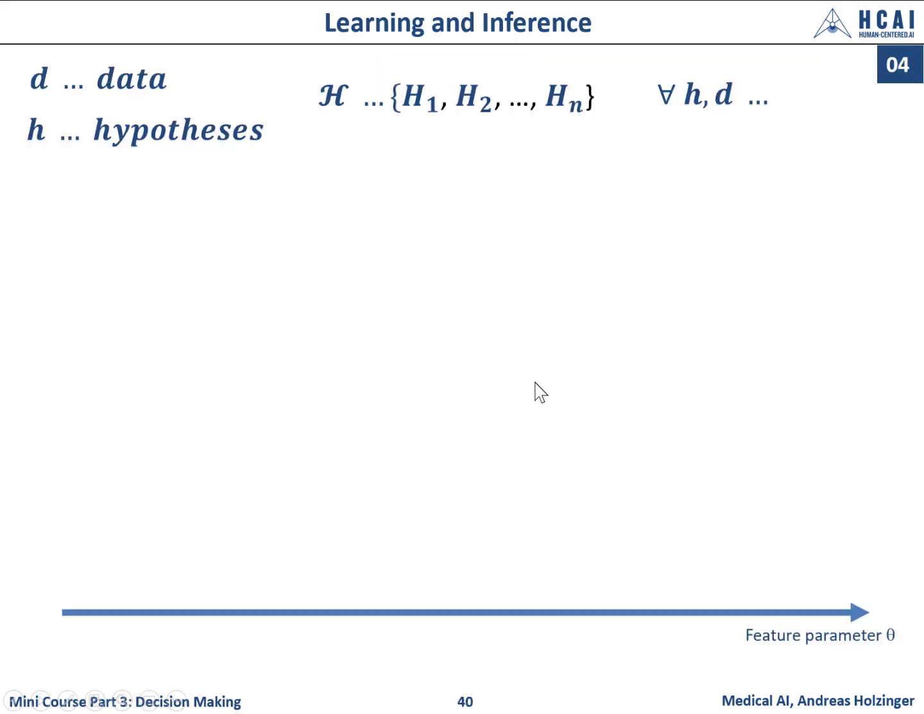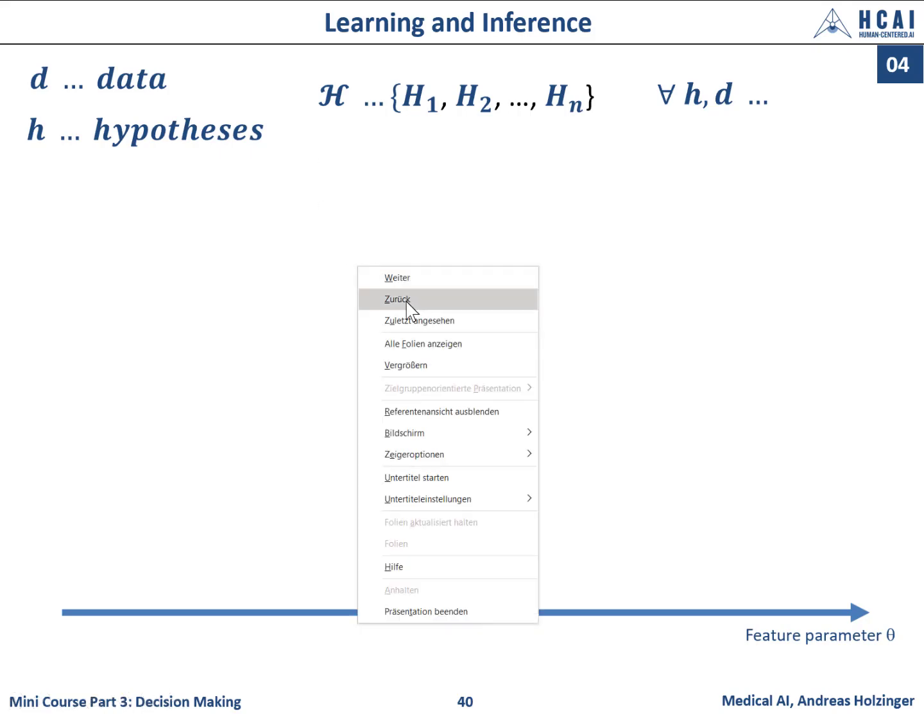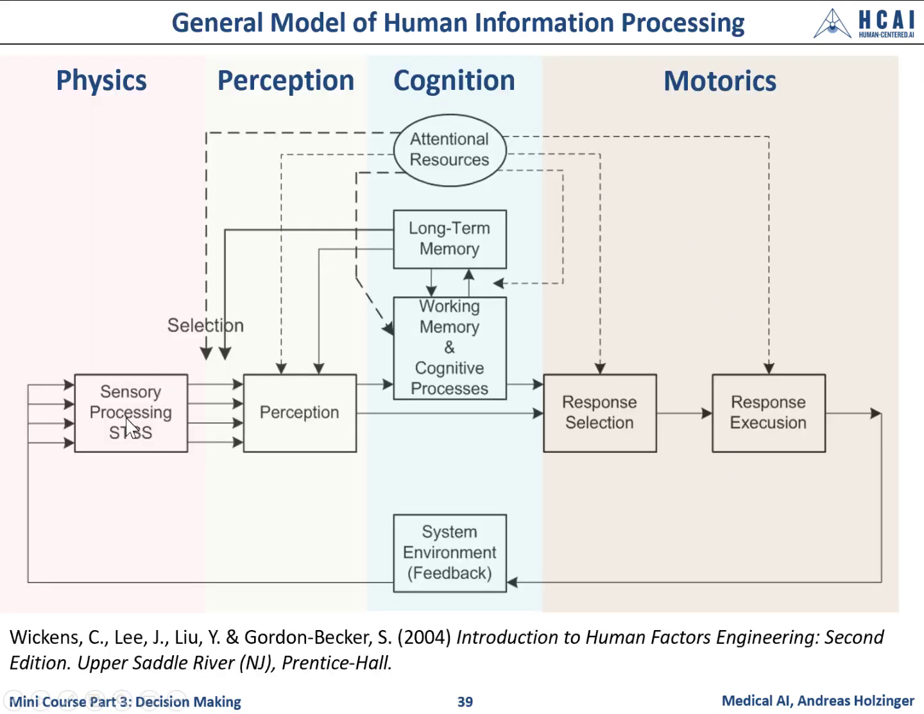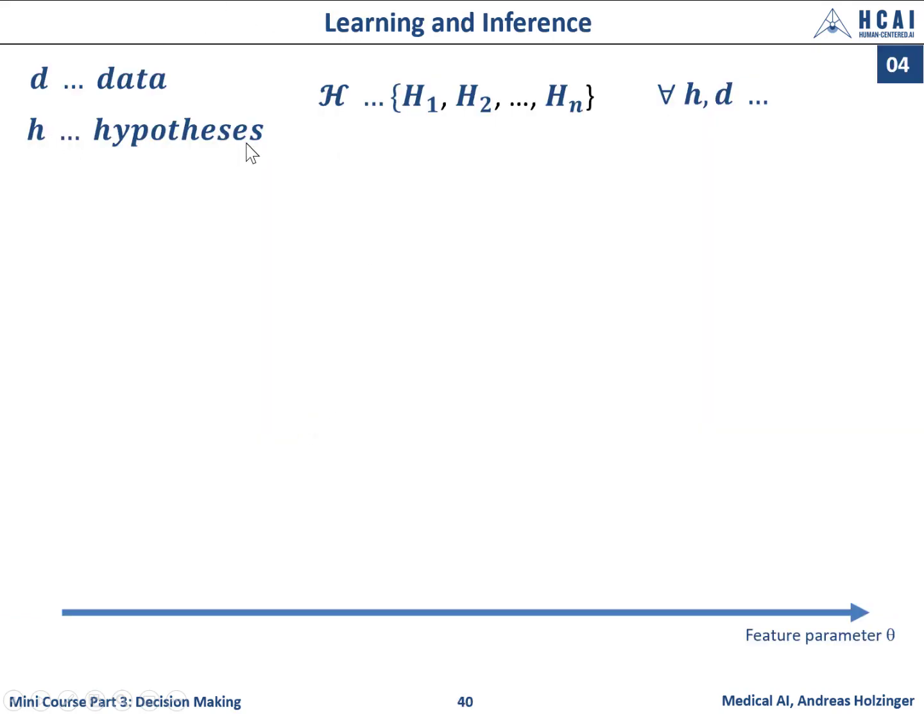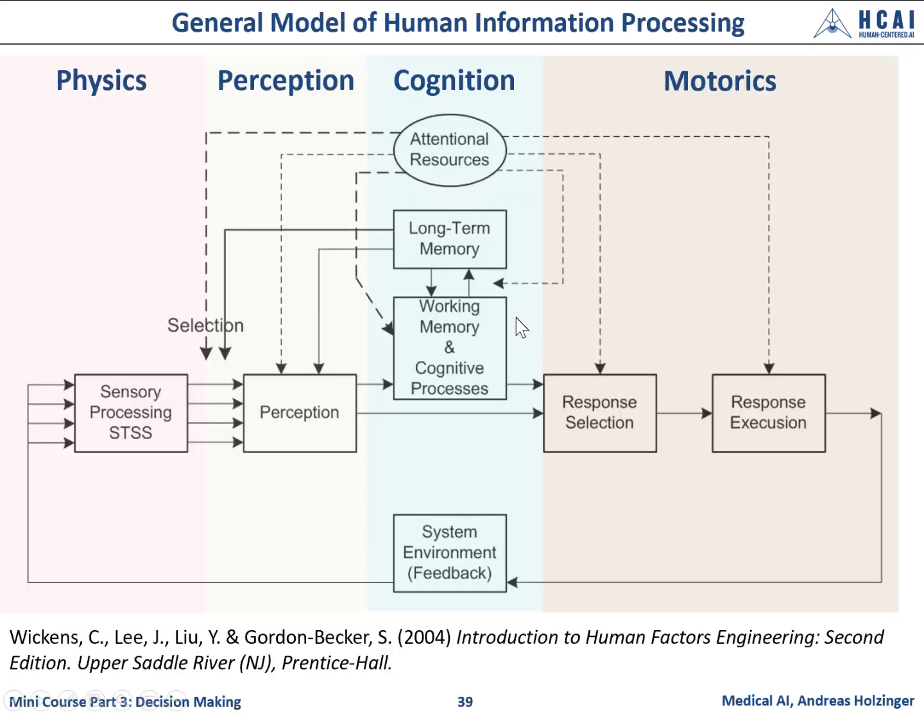And lastly, we can immediately go back to our first slides, which we learned in the first part of this course. So you have data and you have hypothesis. If I go back one slide, you have incoming data into this sensory processing system. You perceive this data and now you build hypothesis. You build hypothesis, taking from your long-term memory, and now you check the hypothesis with your data.